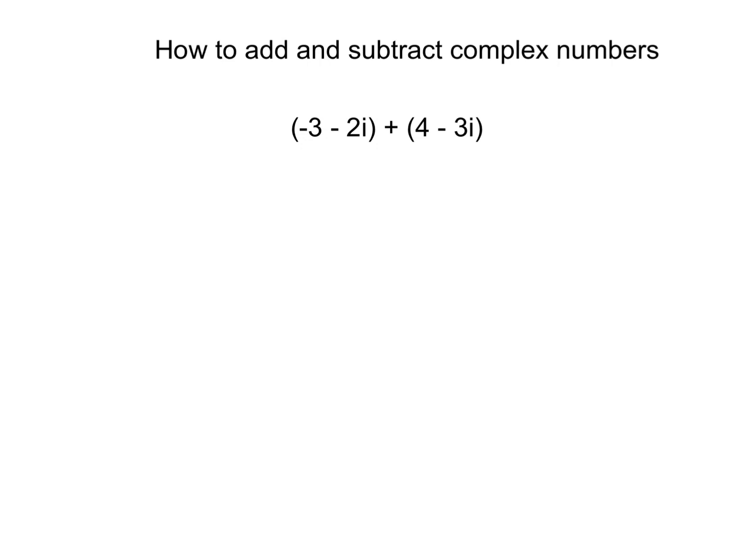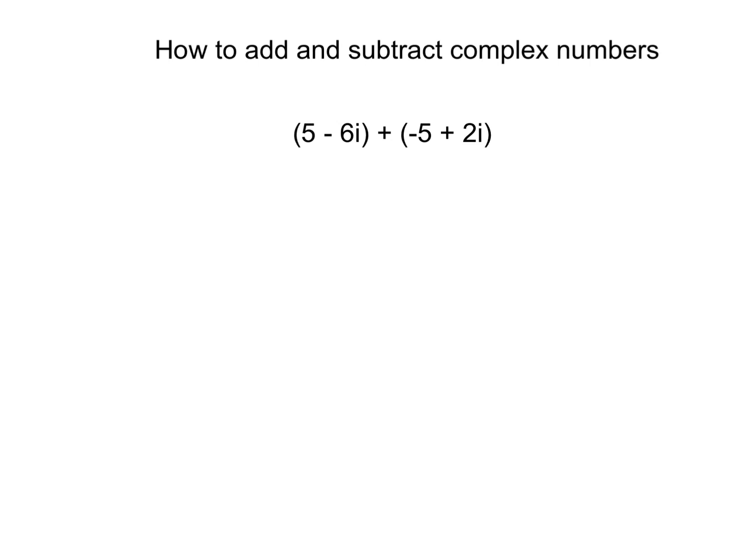Alright, so let's look at this one. First thing I notice is a plus. So we're just going to combine our like terms. So negative 3 plus 4 is 1. Negative 2i minus 3i is negative 5i. Done. Nothing more to do there. That's it.